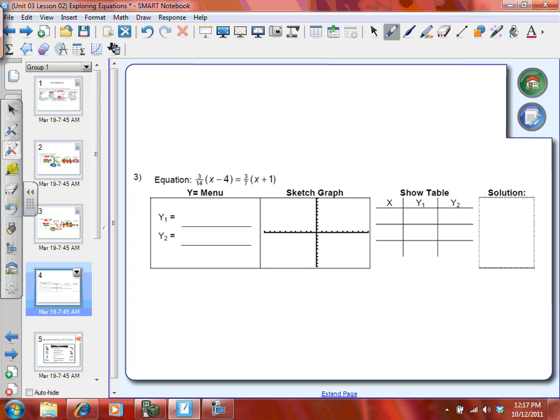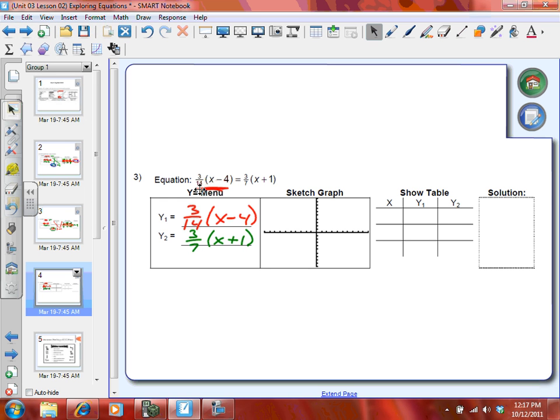Now this one, I'm going to show you a little trick on this one, but first of all, the left side goes into y1, so we're working with 3/14 (x - 4). That's what we're going to put in y1. In y2, we're going to put in 3/7 (x + 1).